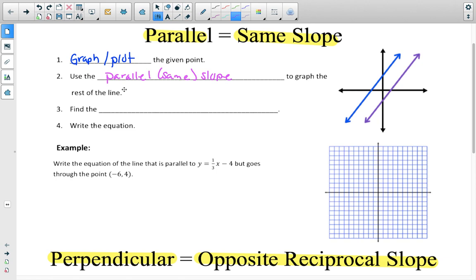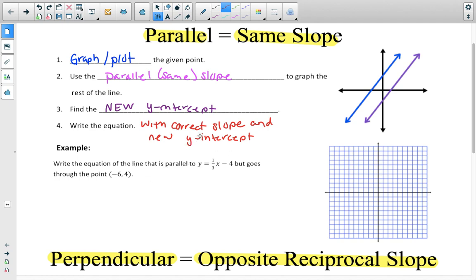Now we're going to use that pattern so that we can find the new y-intercept. Once we find the new y-intercept, we have the slope and the new y-intercept, so we can write the equation. But we have to make sure we write the new equation with the correct slope and the new y-intercept. This is through a graph.